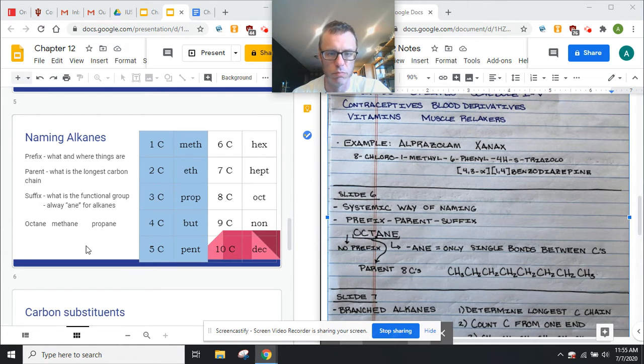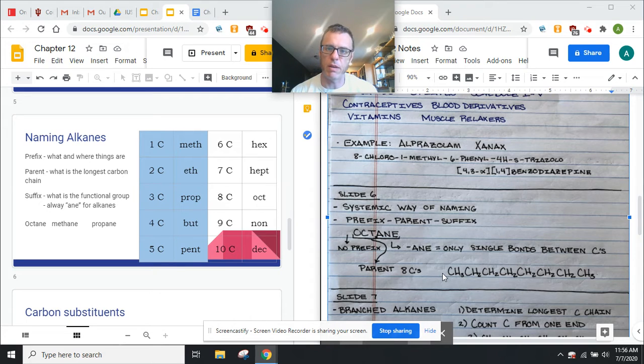So here we go. This is the systemic way of naming: there's the prefix, the parent, and the suffix. So octane, there is no prefix. That's possible. Oct, there are 8 carbons. See, 8 carbons right there. Oct-ane, only single bonds between carbons.